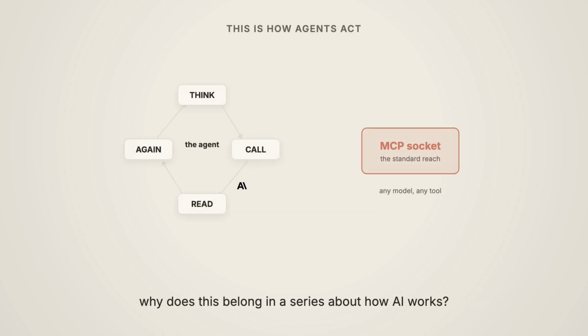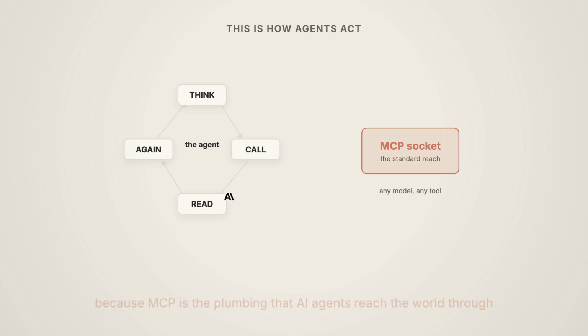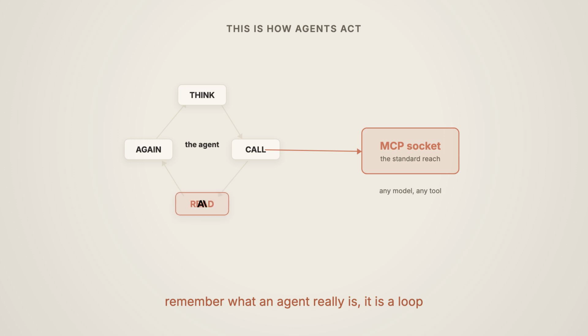So why does this belong in a series about how AI works? Because MCP is the plumbing that AI agents reach the world through. Remember what an agent really is. It is a loop. The model thinks, calls a tool, reads the result, then thinks again until the job is done.